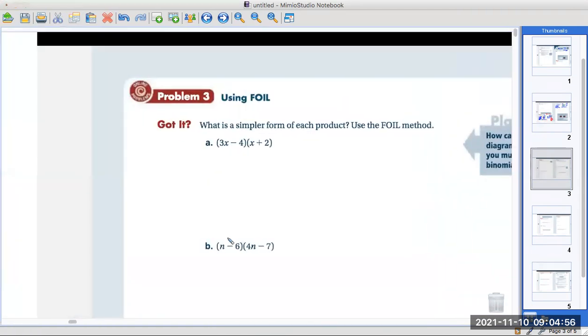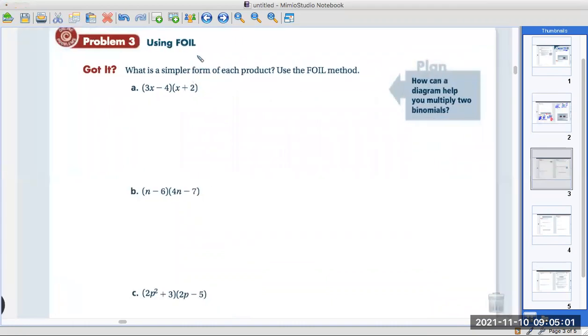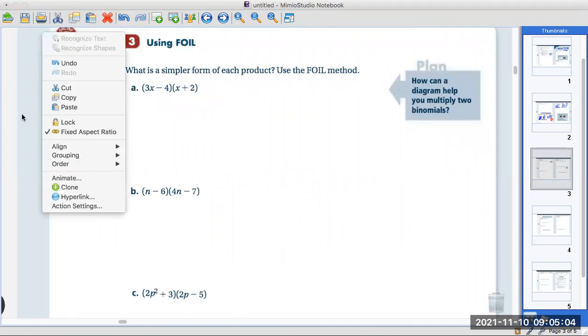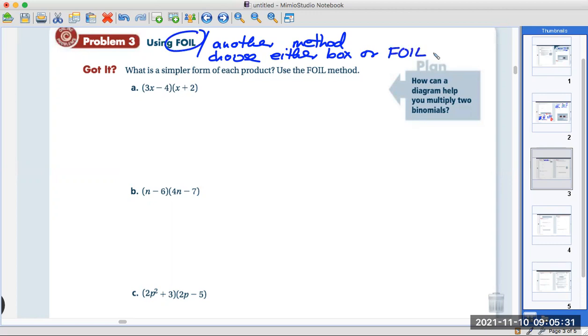All right, so we're on problem 3. Now we're using a different method. You can watch this and say, I don't like it, I'm using the box method. However you want. I prefer the box method I just showed you. This is another method to multiply. Choose the one you like, either box or this one, which is called the FOIL method. Whichever one you prefer.